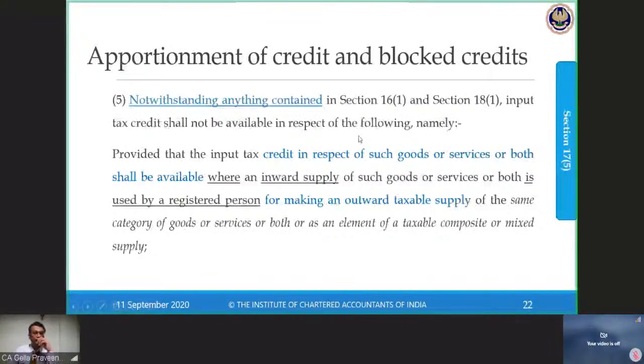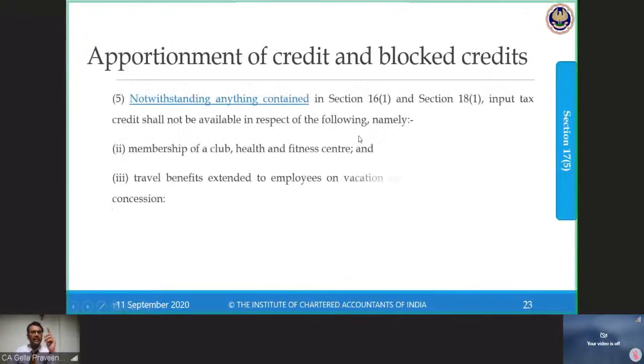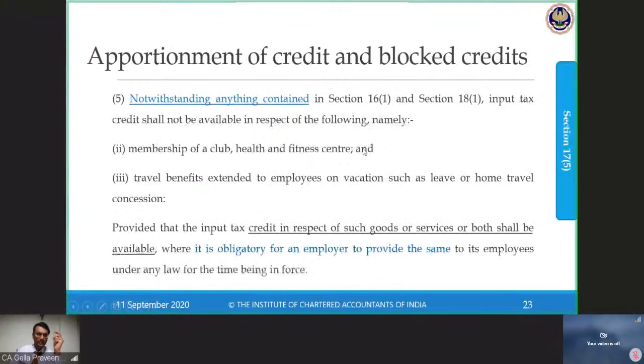Now, further, it says any services in relation to membership fee, health and fitness center, travel benefits extended to employees on leave, this is ineligible for input tax credit. The last provision says where it is an obligation from an employer to provide that. If there is a compulsory obligation by the employer to provide any of those services, 1, 2, 3, then there is no restriction in ITC.